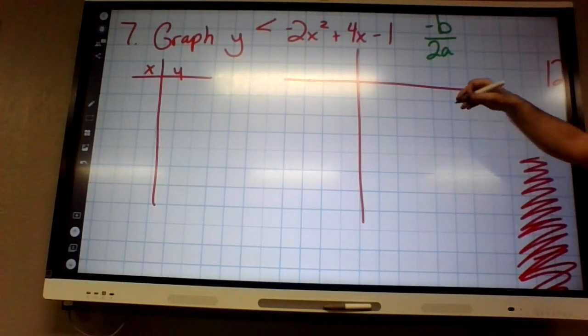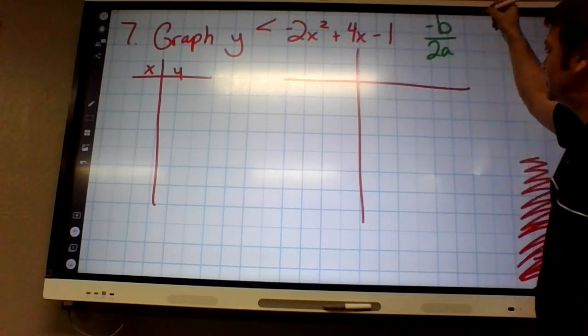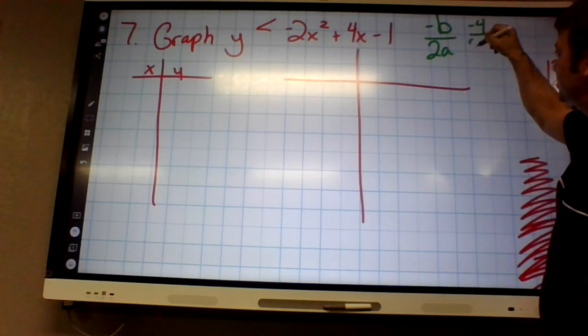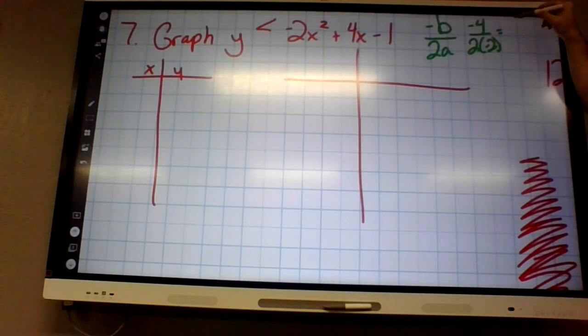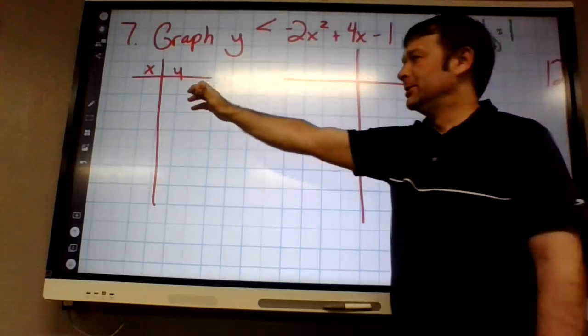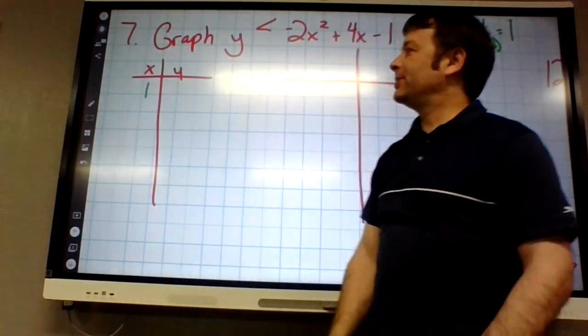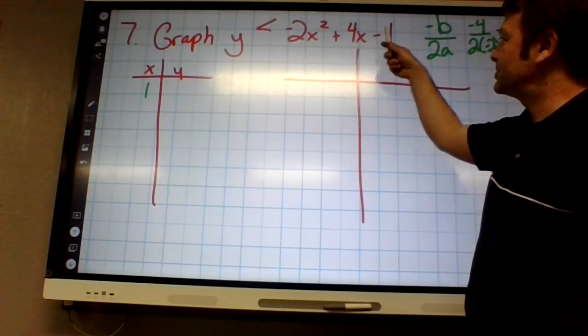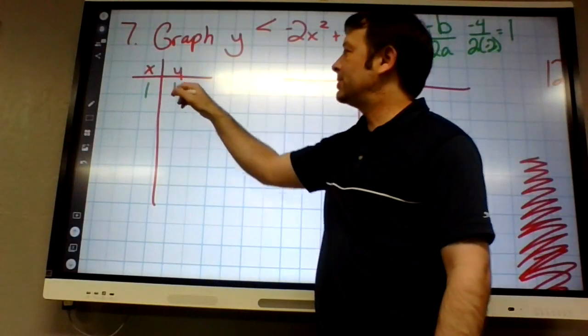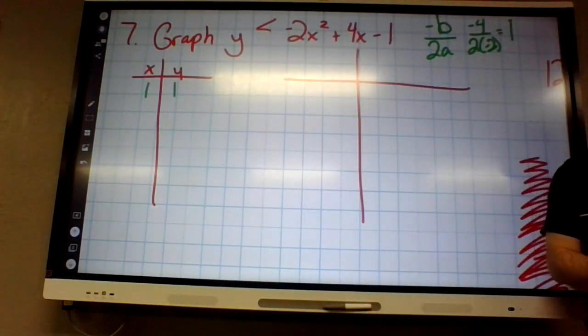Okay, so negative b would be negative 4, 2a would be 2 times negative 2. So that is 1. And what do I do with that 1? You plug it in. Yeah, that's the x coordinate of the vertex. You plug it in, you get negative 2 plus 4 is 2 minus 1 is 1. So the vertex is 1, 1.